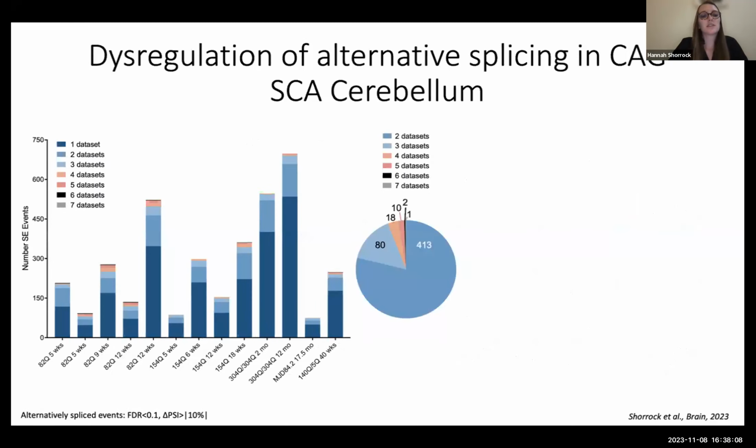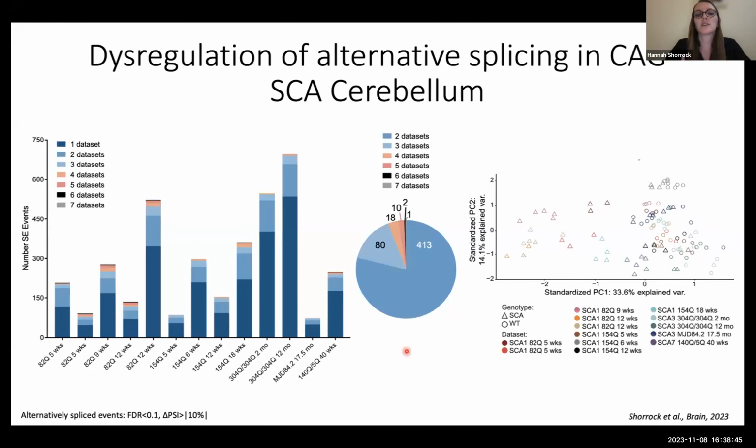We were also interested to understand the extent to which these dysregulated alternative splicing events were shared between these different data sets. While you can see that across these data sets, in dark blue here, the majority of events are generally present within only that data set, all the data sets contain events that are shared between at least 2 or more other data sets. Overall, we have over 500 events that are shared between at least 2 different data sets throughout the cerebellum.